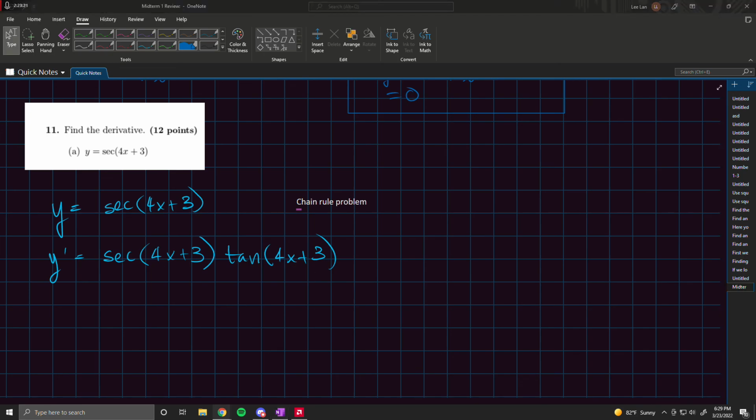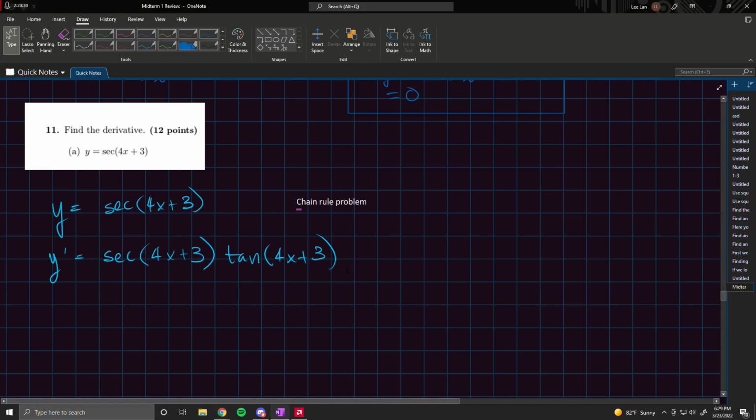Let me just double check that that is true. Secant tangent, yes. Okay. And then you multiply by the derivative of the inner function, which is just 4. So that's going to be 4 secant of 4x plus 3 tangent of 4x plus 3. And that's our answer.